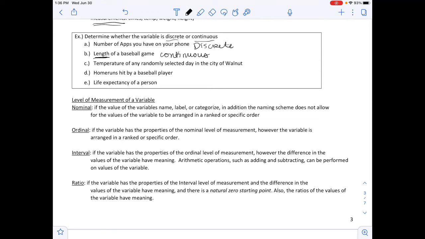Part C says temperature of any randomly selected day in the city of Walnut. Since we're talking about temperature, and again, that's a measurement, this is also an example of continuous data. Part D says home runs hit by a baseball player. Since we can count these, they're whole numbers, this is also going to be an example of discrete data. And then part E says life expectancy of a person. When we talk about life expectancy, this is also going to be a measurement. So this is continuous.